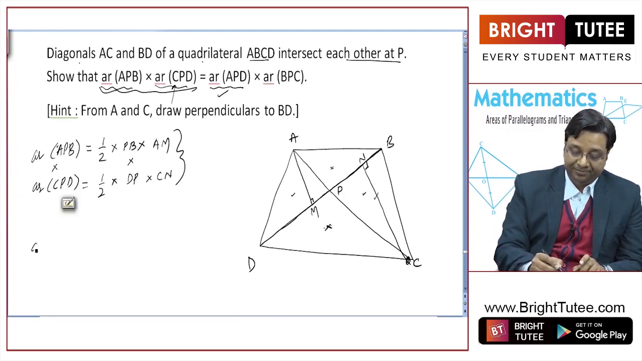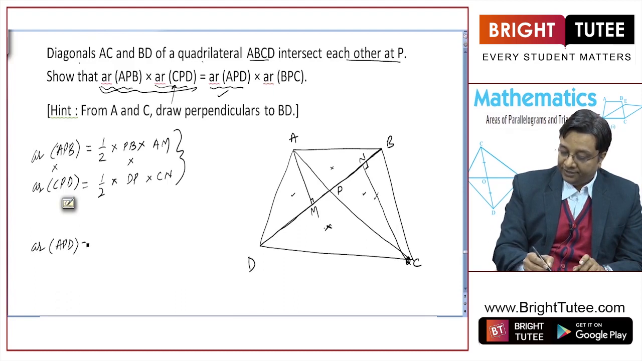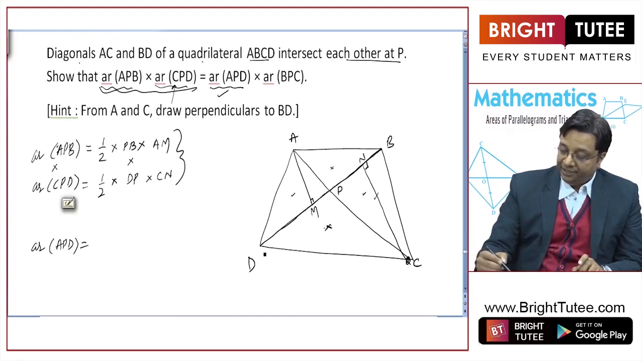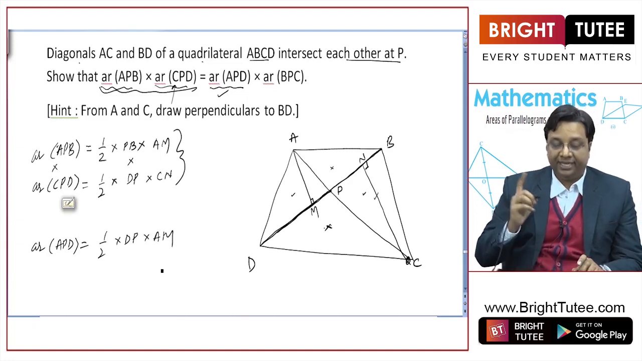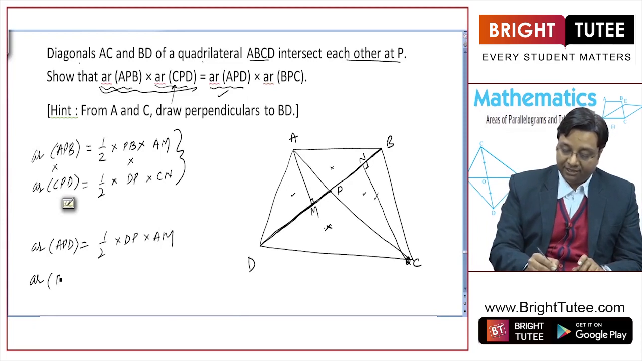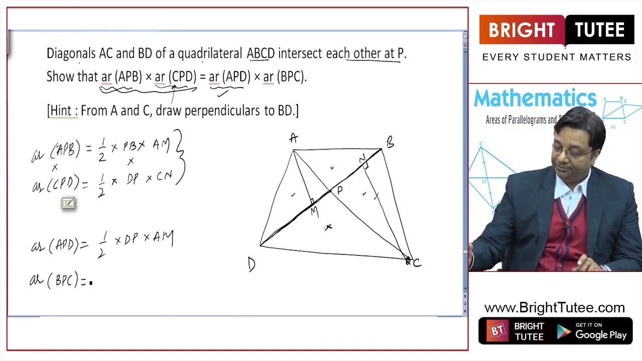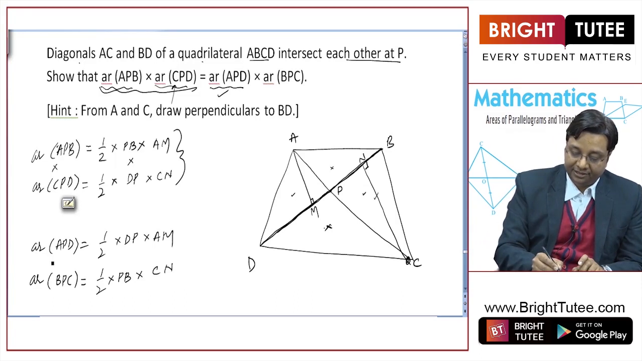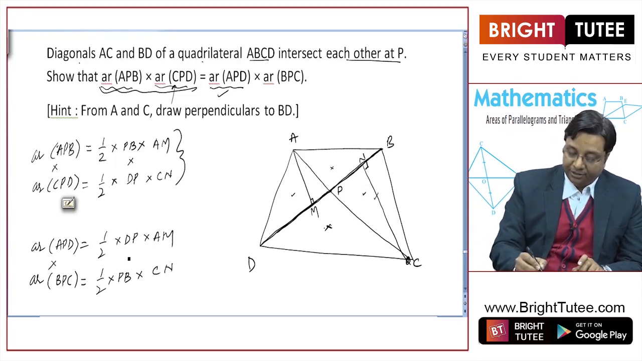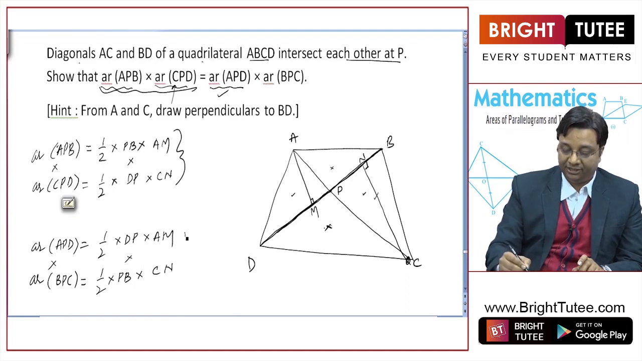Area of triangle APD is equal to, if I take DP as my base, AM will be the height. So half into DP into AM is the area of APD. And what is the area of triangle BPC? It is equal to, if I consider PB as my base, then CN will be the perpendicular. So half into PB into CN. And the right hand side is nothing but the product of these two areas. So it is the product of these expressions, this and this.